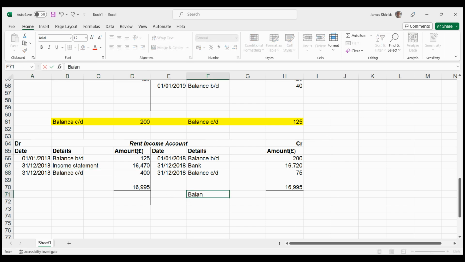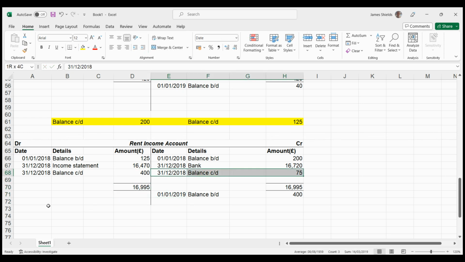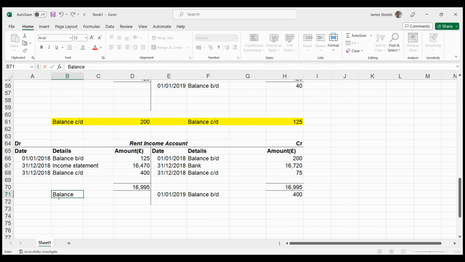So that balance carry down of £400 on debit must now go on the credit side underneath the total. So I've got balance brought down, and the amount is £400. And the date is the next day, the start of the new financial year, so it's the 1st of January 2019. Likewise, we've got a balance carry down here on the credit side, so that must be brought down on the debit side. And again, it must be underneath the totals, not above, it must be underneath. And the amount brought down is £75, the start of the next financial year, which is the 1st of January 2019.